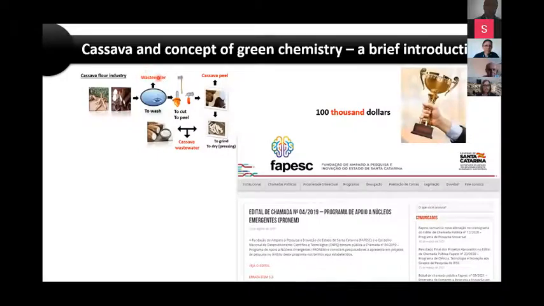So we wrote a proposal, a project to use this cassava peel as a residue and cassava wastewater, and we submitted it to FAPESC. FAPESC is a financial provider for research in Brazil, in Santa Catarina, and we won about $100,000 to do this research.